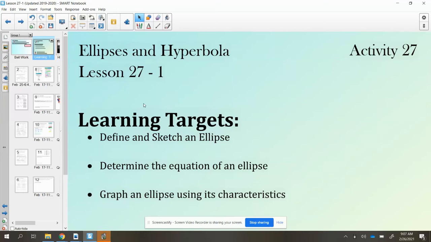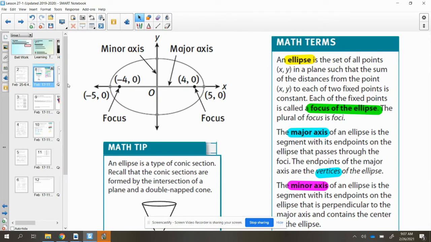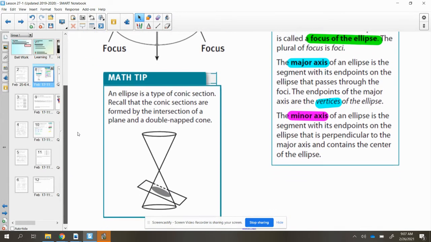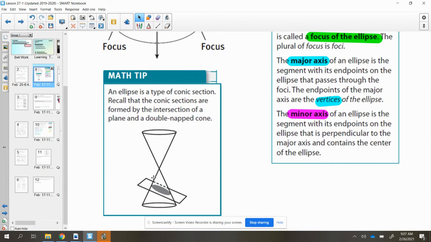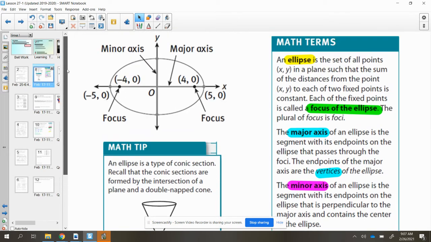Hi, everyone, and welcome to day one of 27.1. That is going to begin us talking about ellipses. An ellipse is kind of the oval shaped portion of our double mapped cone cross section, and it has a couple of key components.